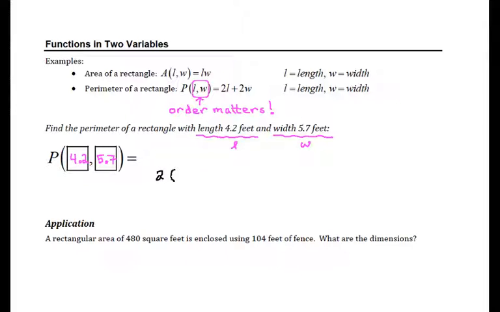2 times the length plus 2 times the width gets us 8.4 plus 11.4, which is going to be 19.8. Since this is a perimeter, each of the length and width were given in feet. This is also in feet.